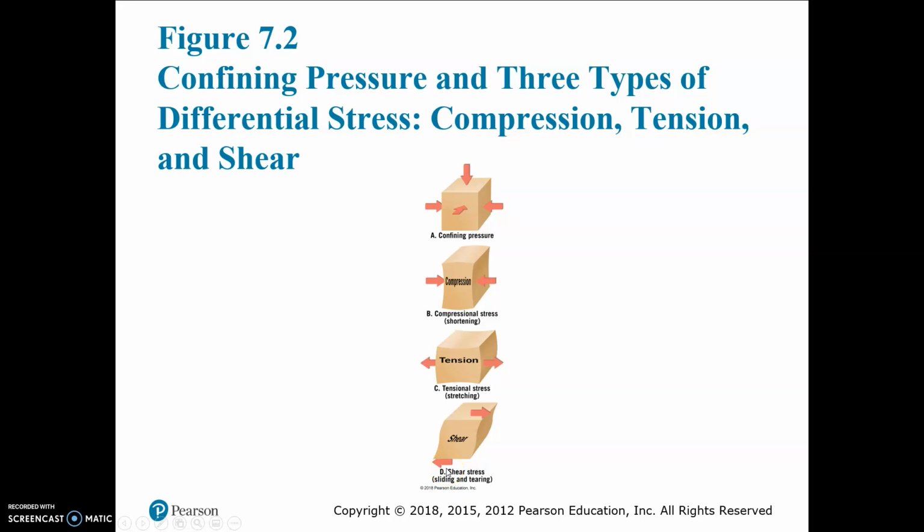Shear is very similar to what happens at a transform fault. Remember, in a transform fault, one piece of the plate is going to move up, and the other is going to move down. And that's kind of what happens in shear. We get this parallel motion, but the top of the rock is moving one direction and the bottom of the rock is moving the other direction.